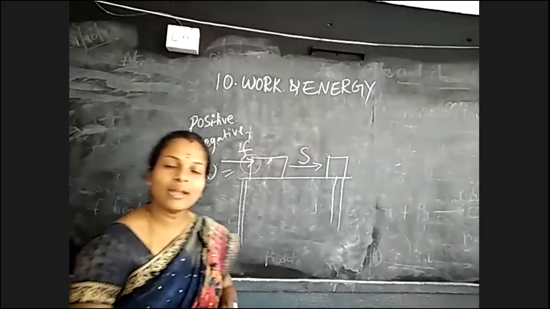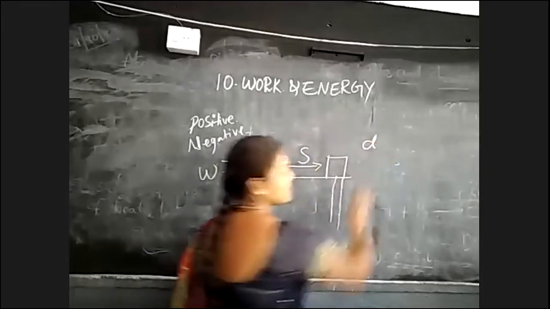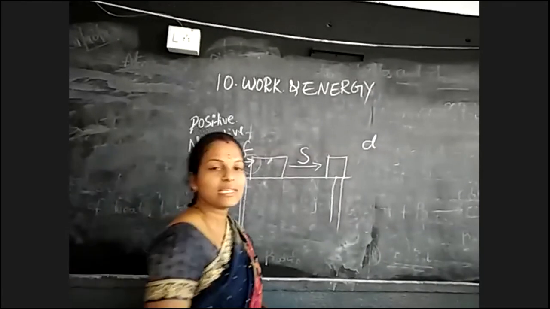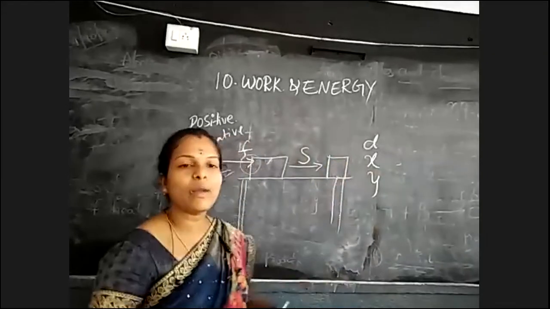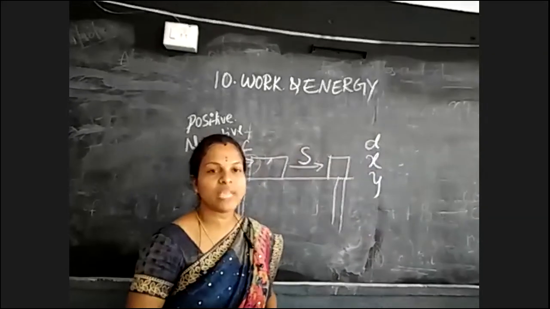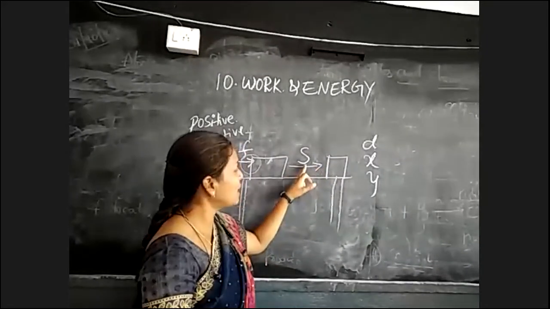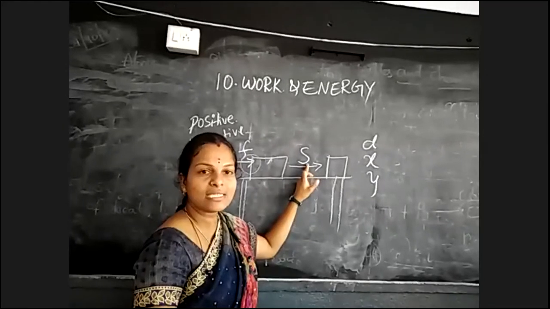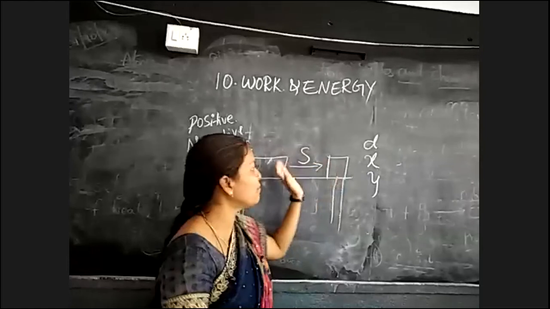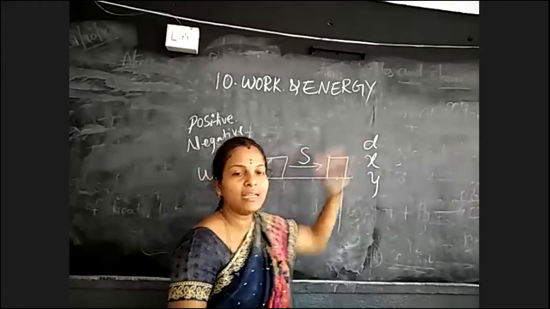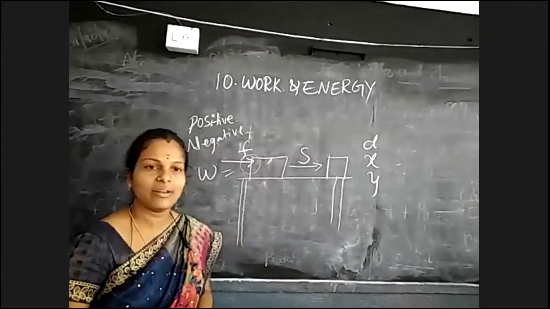You can denote the displacement with S. In some cases, you will denote it with D, in some cases with X, Y. That is, depending upon the situation, the notation will change. In most of the cases, we will be denoting distance and displacement most familiarly with S and D. Now, we have seen all this in our earlier session, right?